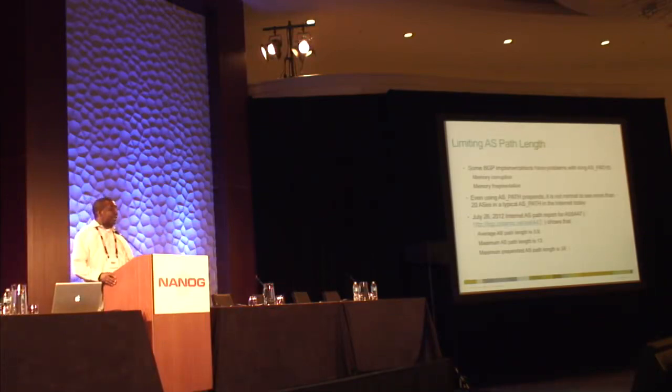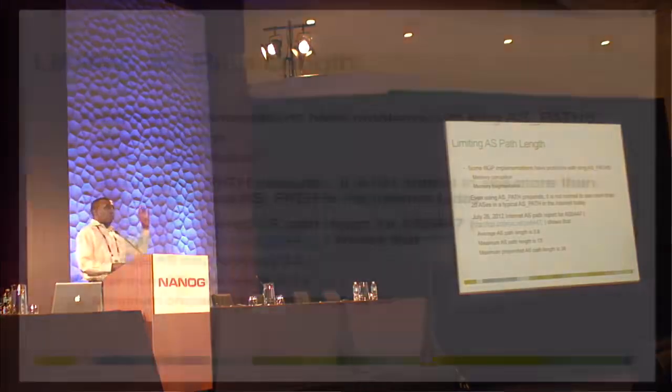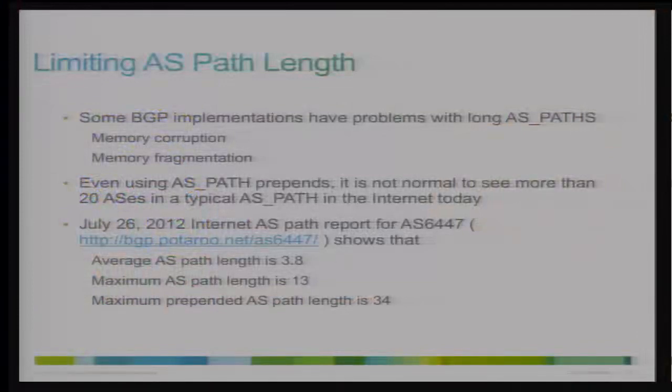So the average AS-path length on the internet is 3.8. That's amazing. It means everybody is very close to one another. So you are, on average, 4 AS hops away, right? So that tells you there's a lot of interconnection between ASs.